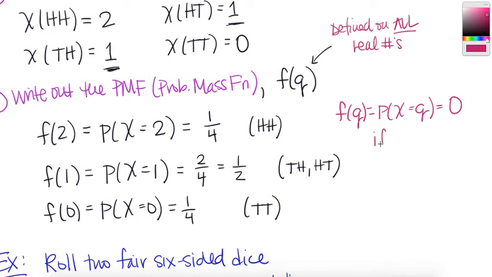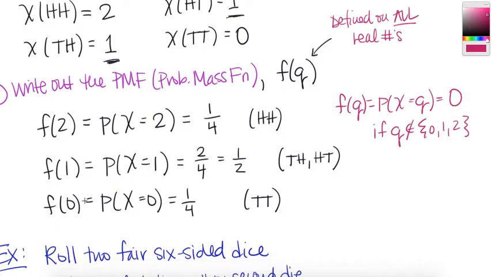Equals 0 if q is not 0, 1, or 2. So I'm using a little bit of fancy notation here. Q is not in the set 0, 1, or 2, but really we just want to note, right, f of q is 0 except for these three that we specified. All right, let's do one more example where we talk about probability mass function.